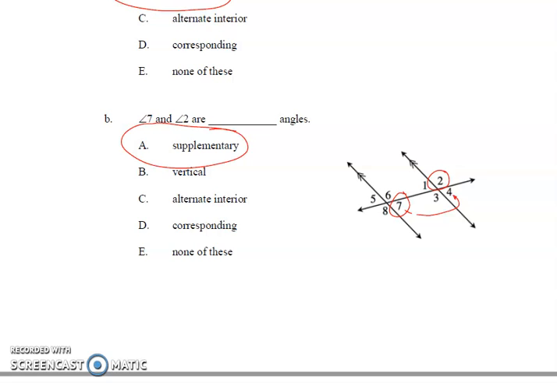There is no special name for 7 and 2. They're not alternates. They're not same side. They're not corresponding. They're not verticals. We don't have any special names, but they're still supplementary, because there's only two possibilities for any two lines that are parallel cut by a transversal. They're either equal or supplementary. Question B: why is it supplementary and not none of these? That's a popular answer.